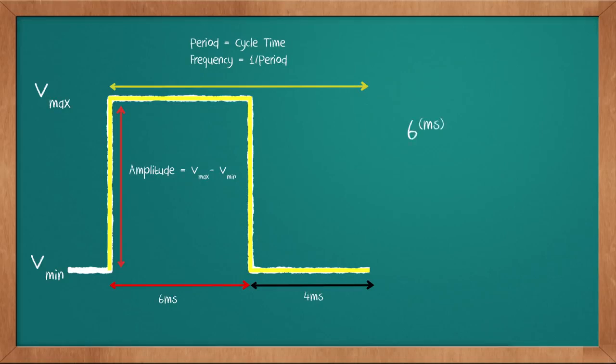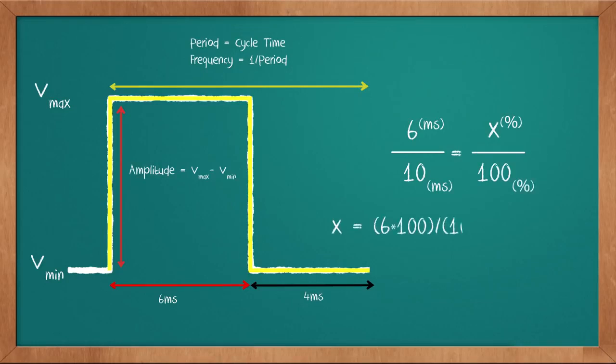Now, let's use a simple rule to calculate the percentage of the period in which the signal is high. 6 relates to 10 the same way as our variable in percentage relates to 100%. If you solve this, you'll see that you get 60%, meaning that the signal is high 60% of the time.